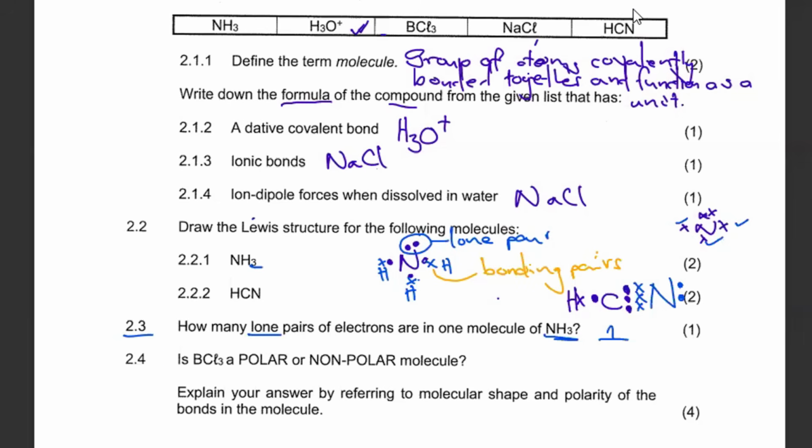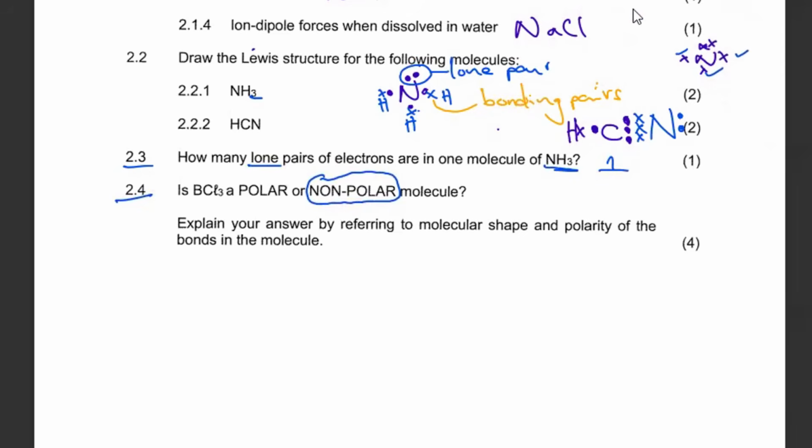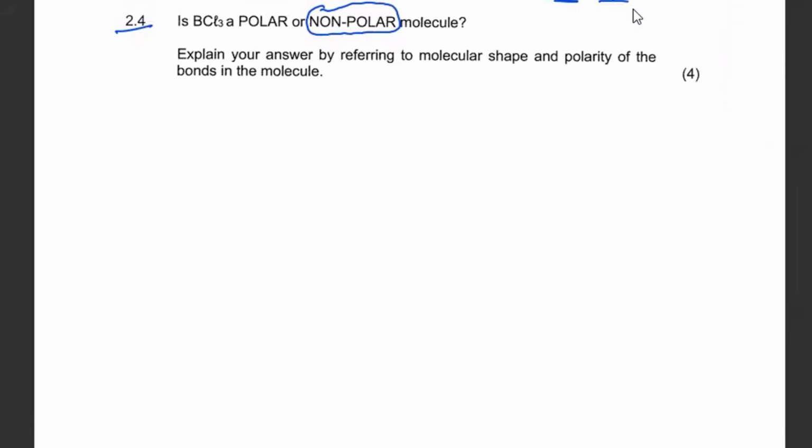Then we move on to question 2.4. Is BCl3 a polar or a non-polar molecule, right? BCl3 is a non-polar molecule. Then we're supposed to explain why BCl3 is a non-polar molecule, right?